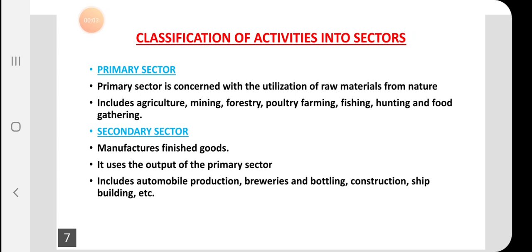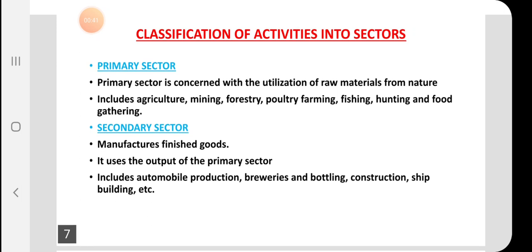I am continuing with the chapter People as Resource, second part. In this particular part, I'm going to talk on classification of activities into different sectors, economic activities, division of labor between men and women, especially in Indian context, quality of population, and education. So first of all, let us discuss the topic classification of activities into sectors.